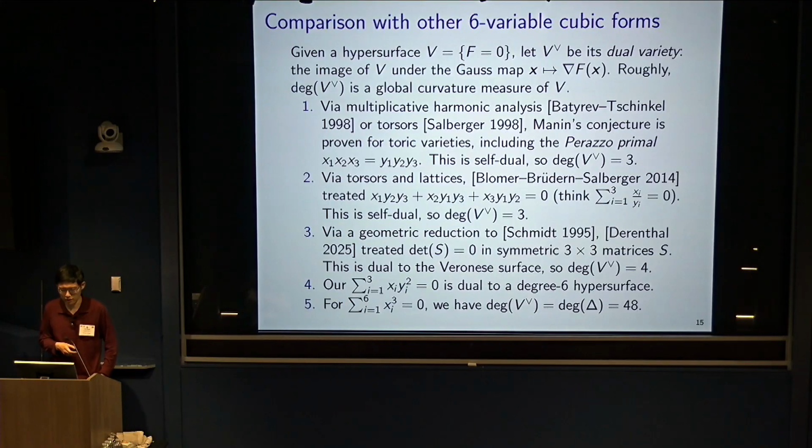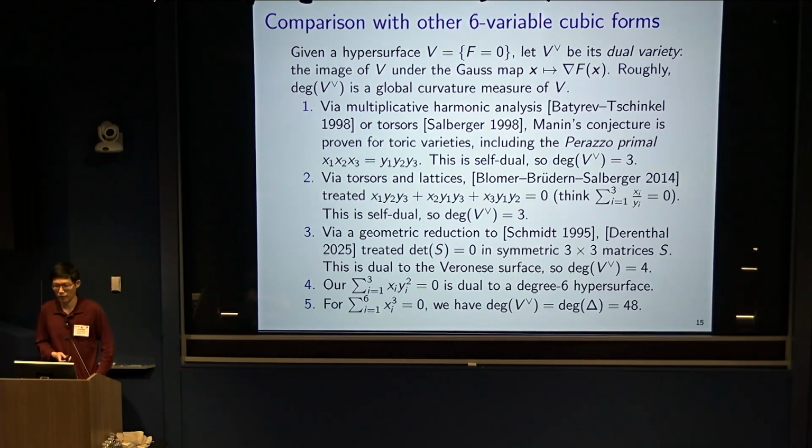In our example with the xi, yi squared equals 0, this example is more complex. It has a degree 6 dual variety. And then maybe the hardest is what I started originally with, the sum of 6 cubes equals 0. That has a dual of degree 48.